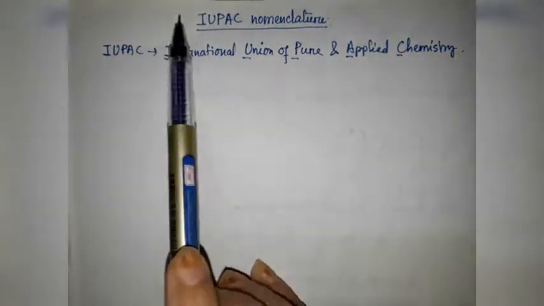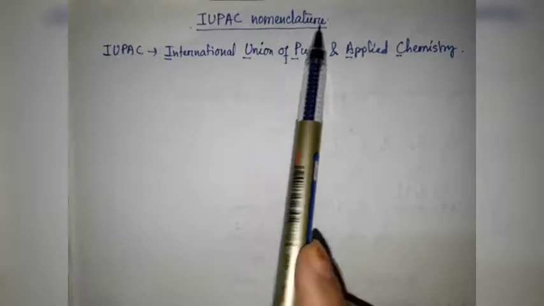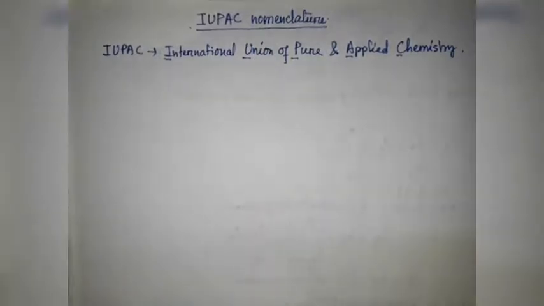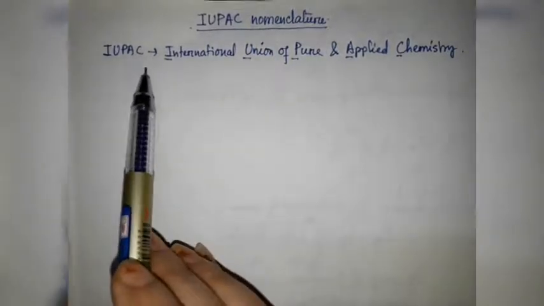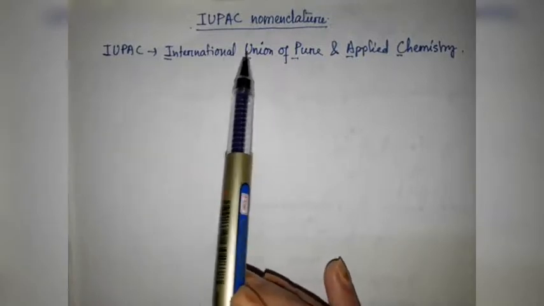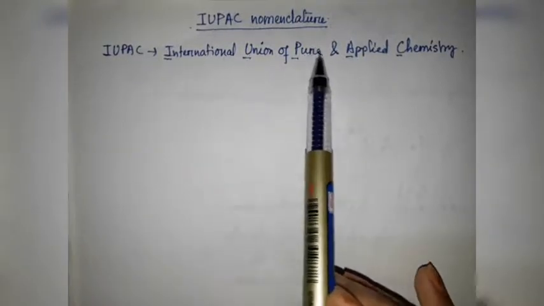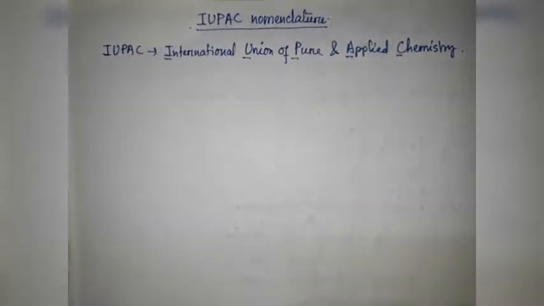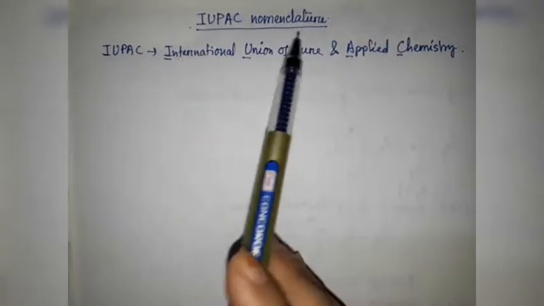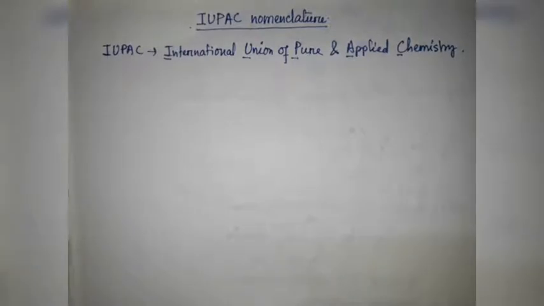So today we will discuss the basics of IUPAC nomenclature. At first we should know the full name of IUPAC. It is International Union of Pure and Applied Chemistry, right? Now the question is, why do we need these IUPAC names? Because all compounds have their common names as well.